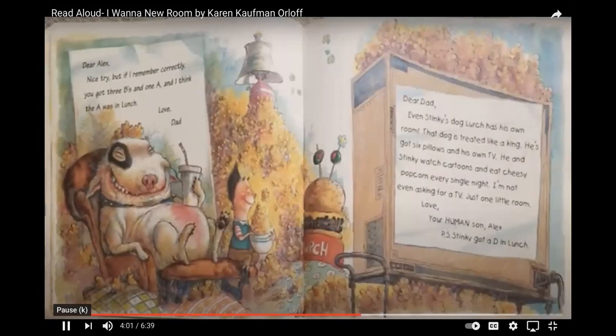Dear Alex, nice try, but if I remember correctly, you got 3 B's and 1 A, and I think the A was in lunch. Love, Dad. Dear Dad, even Stinky's dog Lurch has his own room. That dog is treated like a king. He's got 6 pillows and his own TV. He and Stinky watch cartoons and eat cheesy popcorn every single night. I'm not even asking for a TV, just one little room. Love, your human son, Alex. P.S. Stinky got a D in lunch.